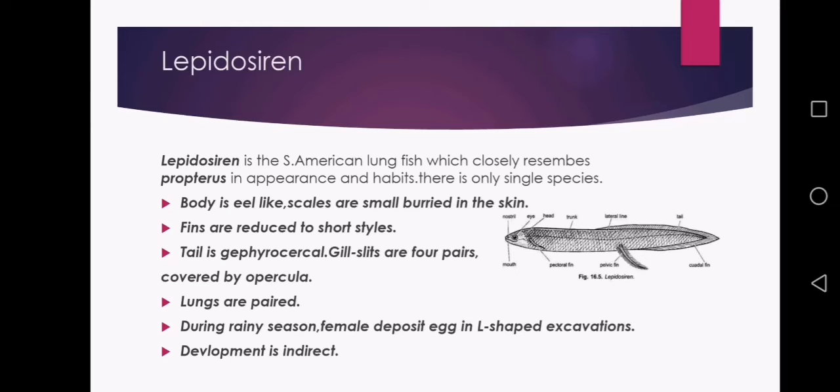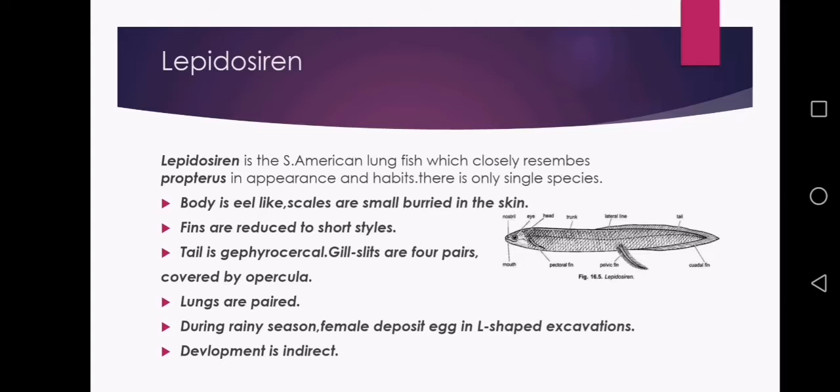Next is Lepidosiren. Lepidosiren is a South American lungfish which closely resembles Protopterus in appearance and habits. There is only a single species, namely Lepidosiren paradoxica. Their body is eel-like. Scales are small and deeply buried in the skin. Fins are reduced to short styles. Tail is diphycercal. They have 4 pairs of gill slits covered by opercula and their lungs are paired.